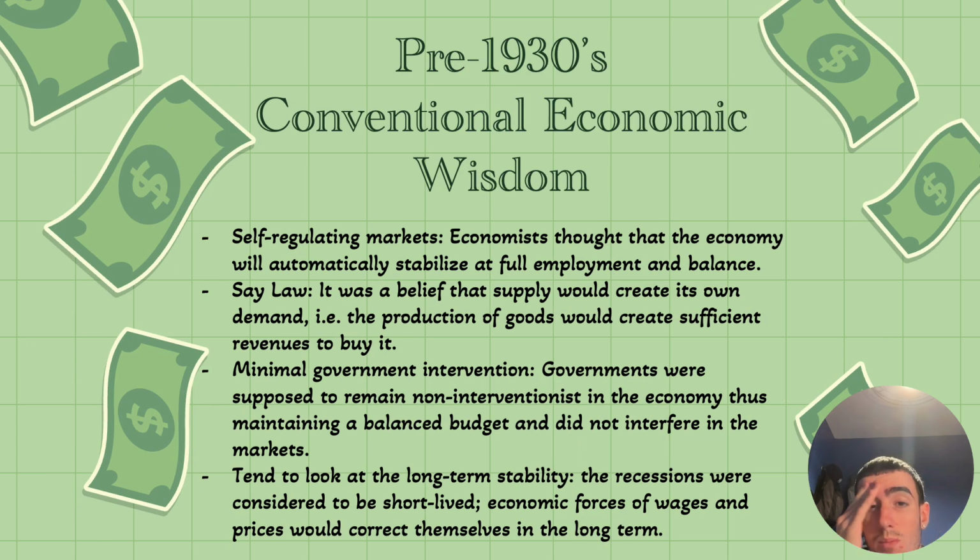Now we get into the pre-1930s conventional economic wisdom, which is classical economics. Classical economists believed that economies are self-regulating and naturally stabilized at full employment. They adhered to Say's law, which is basically the belief that supply creates its own demand, meaning that production generates revenue to facilitate other purchases.